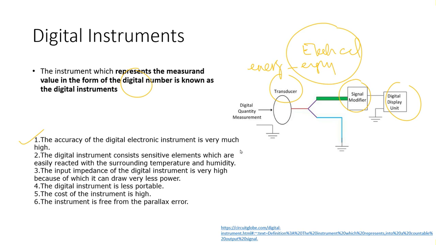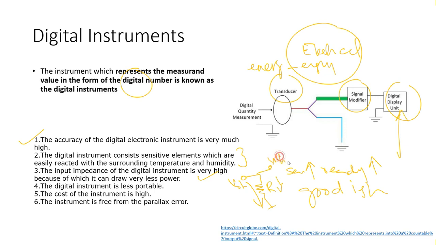The digital instrument consists of sensitive elements which easily react to the surrounding temperature and humidity. This makes these instruments sensitive, and more sensitive plus a good reader is a good instrument. Sensitivity is high and reading is easy. The input impedance of digital instruments is very high, and high input impedance means it will require less power, because if the resistance at the input is very high, then the voltage signals are not grounded easily. If the resistance is low, the signals are grounded easily and we do not have enough voltage for calculations.